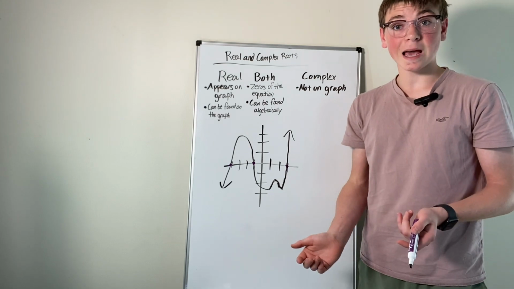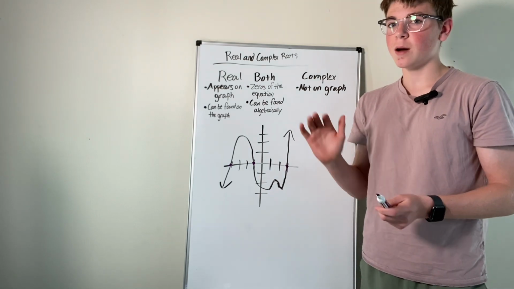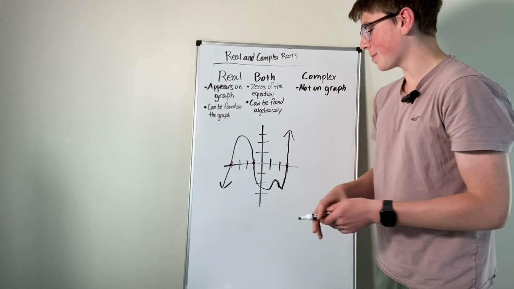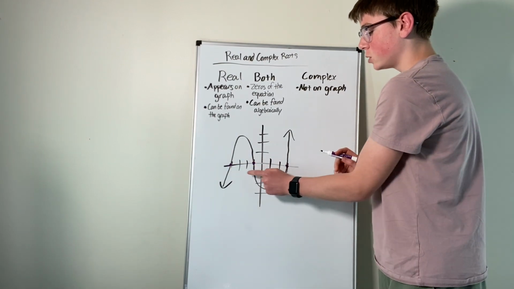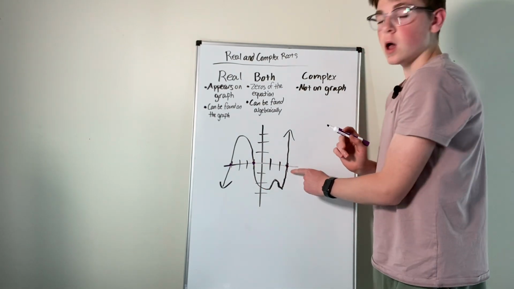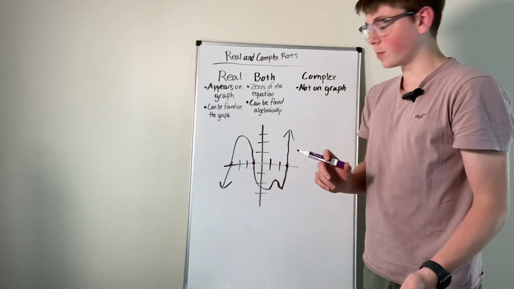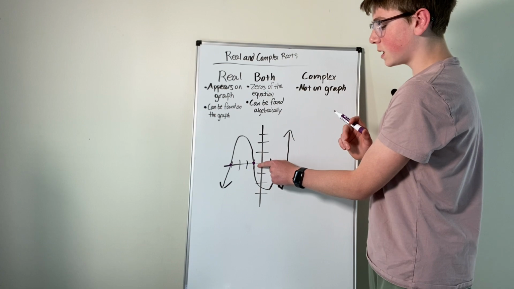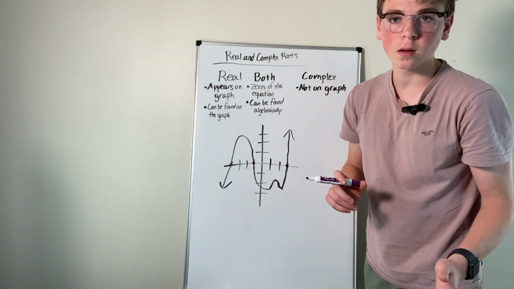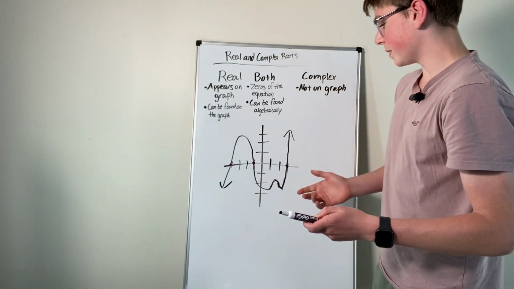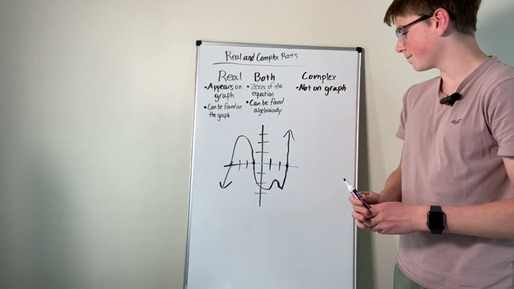So let's see how many are real roots, excuse me. We have 1 real root, 2 real roots, and 3 real roots. A real root is one that touches the x-axis, so it'll be a real number. Like this one here, I can distinctly say is -1. And then, yeah, I see -1.